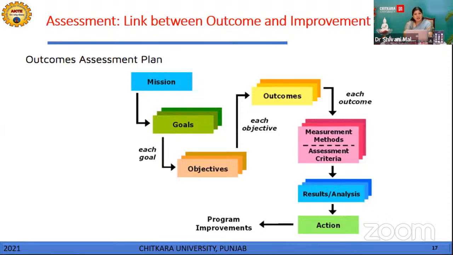So the results of the outcome assessment are a part of the feedback loop in which faculty are provided with the information they can use to improve both their teaching and student learning. This is the reason why assessment is such an integral and a sacred part of this entire process, right?